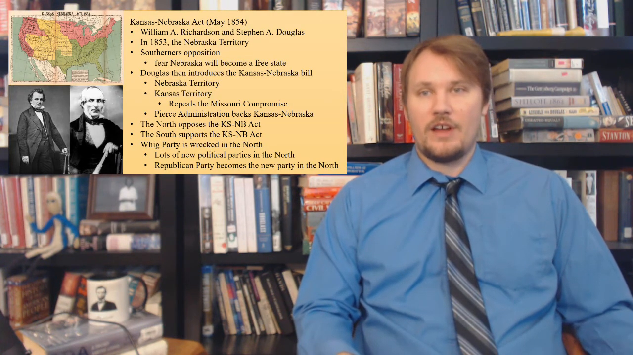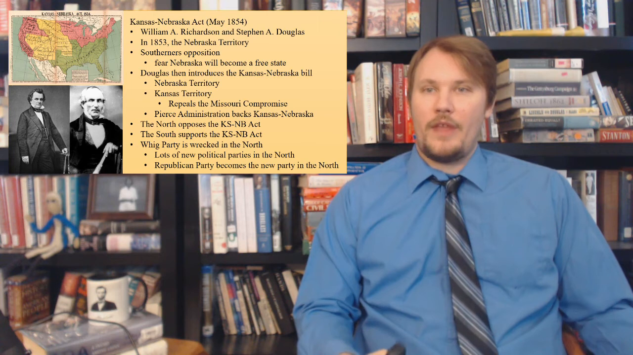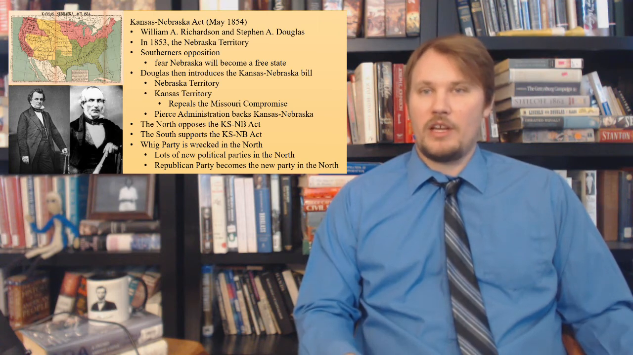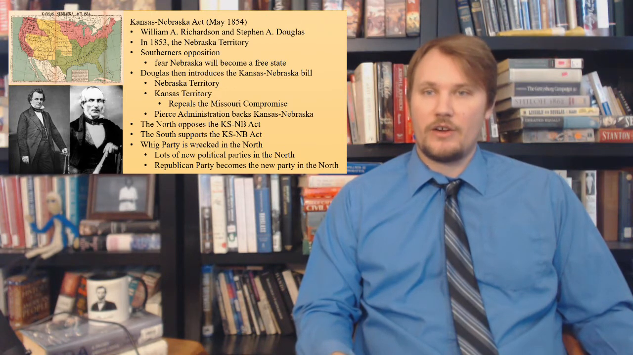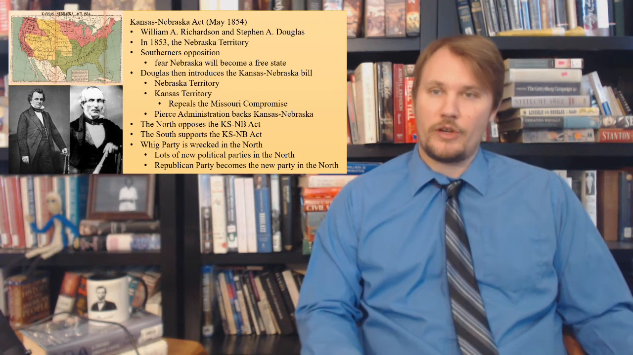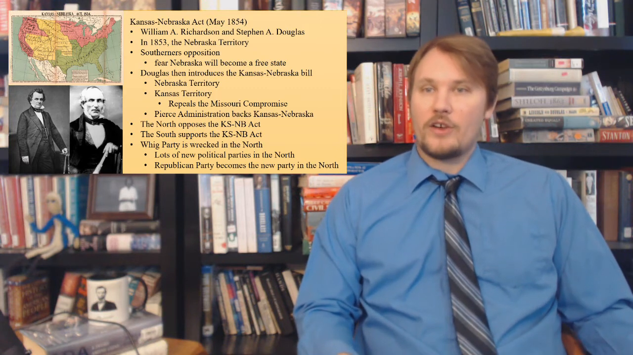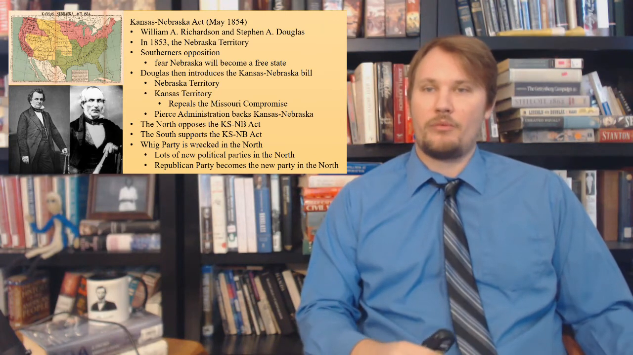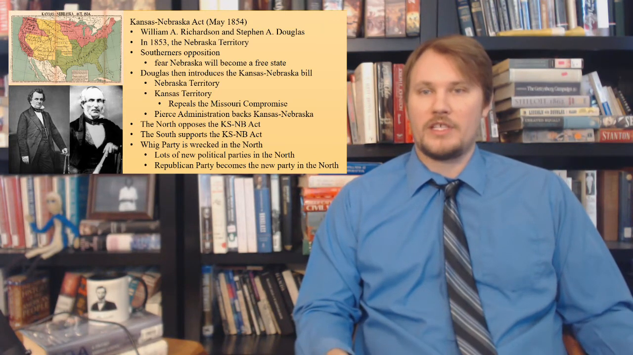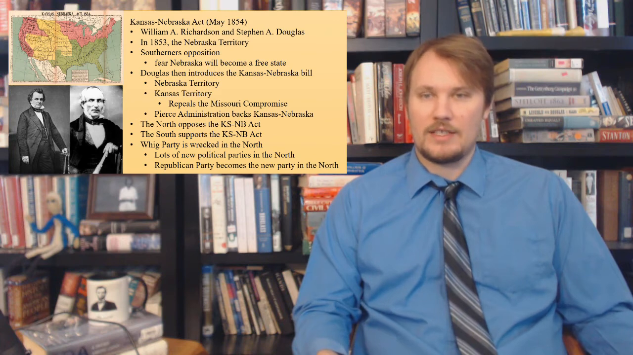Now, two Democrats, William A. Richardson and Stephen A. Douglas, both from Illinois, were chairmen of the House and Senate Committees on Territories. In 1853, the two Democrats introduced bills to organize the Nebraska Territory, which is mostly north of the Missouri Compromise line. The House approves the bill, but Southerners in the Senate kill it in March 1853. They fear that Nebraska will just be surrounded by free states and therefore become a free state itself.